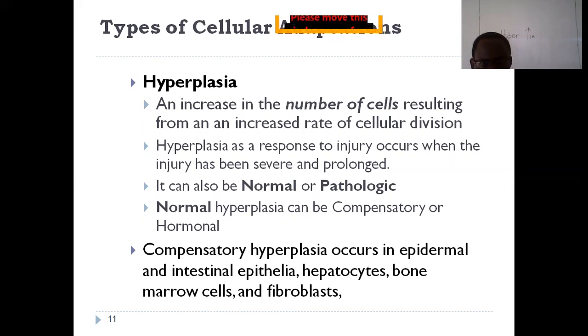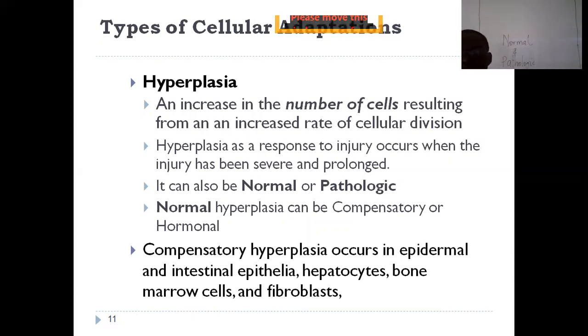Now, hyperplasia can occur as a response to injury, and usually occurs when the injury has been severe or prolonged. There is what we call normal hyperplasia, and then there's also what we call pathologic hyperplasia. Now, normal hyperplasia can be compensatory or hormonal.